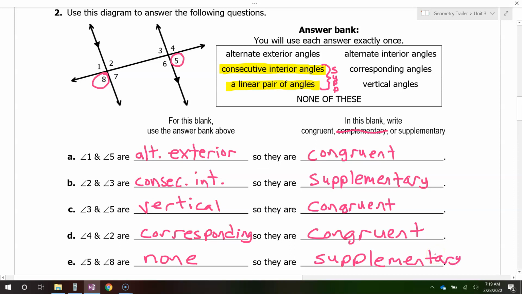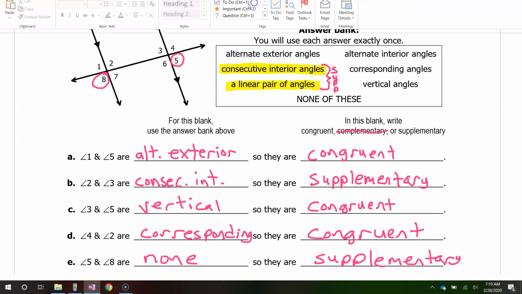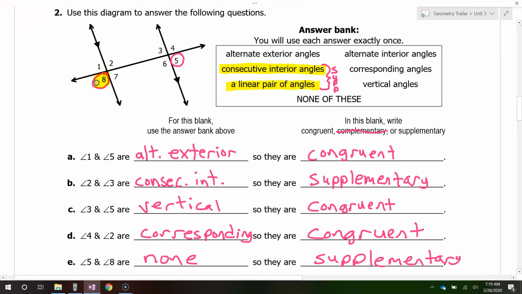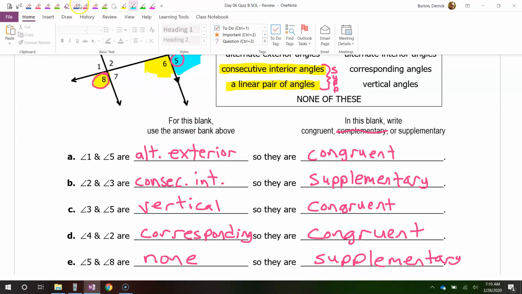Okay, I can figure out that they're supplementary because look at angle 8 and angle 6. These are corresponding angles, so I know that they are congruent. But then angle 6 and angle 5 are a linear pair, so they are supplementary. So if angle 6 and angle 5 are supplementary, then that means angle 8 and angle 5 are also supplementary. So we know that they will be supplementary.